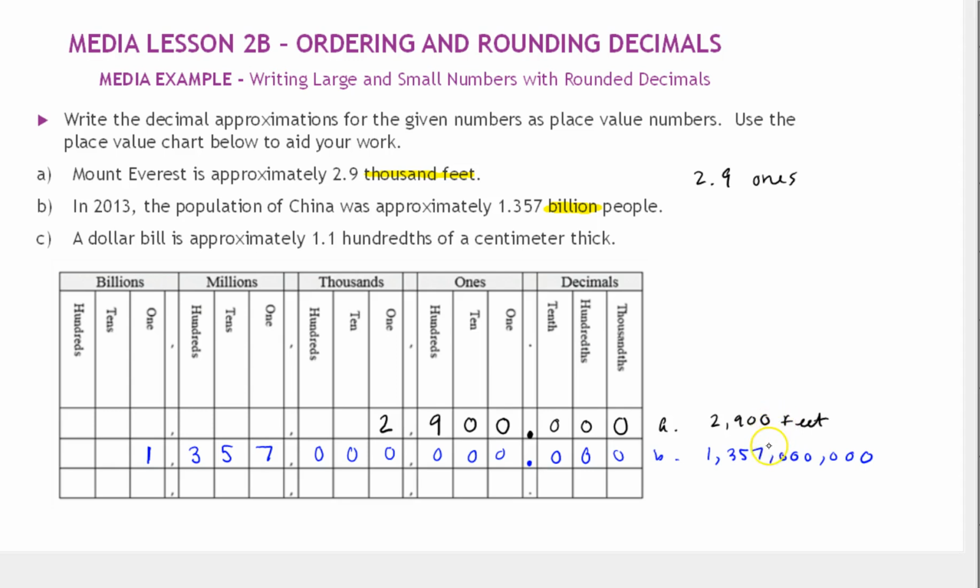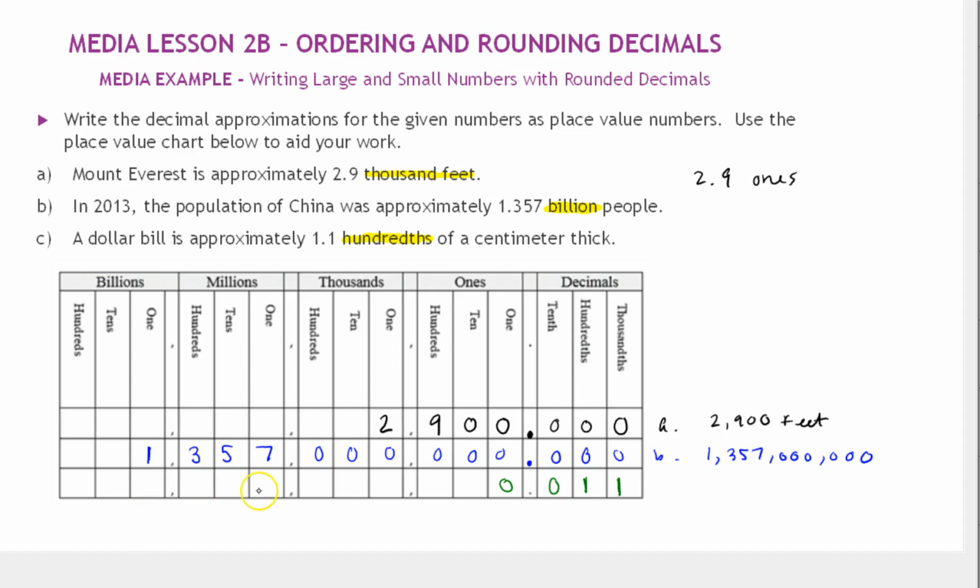So both of these were actually larger numbers than 1. The next one, or the last one, is a smaller number. A dollar bill is approximately 1.1 hundredths of a centimeter thick. So we're going to go to the hundredths column. And we have 1 hundredth and then 0.1 of a hundredth, which is 1 thousandth. So these are the 2 decimal values represented by the 1.1, and the rest are 0.